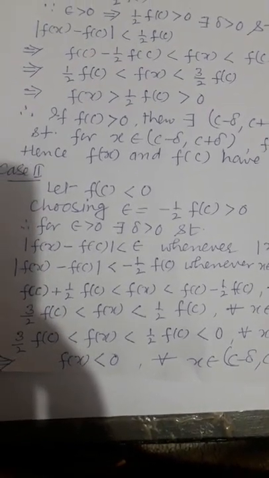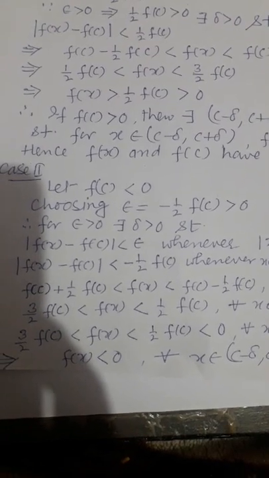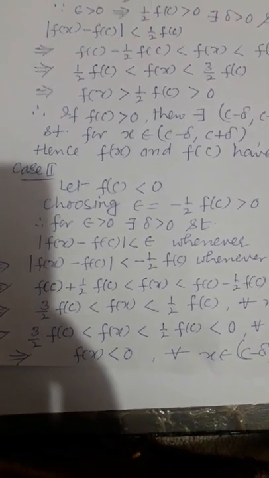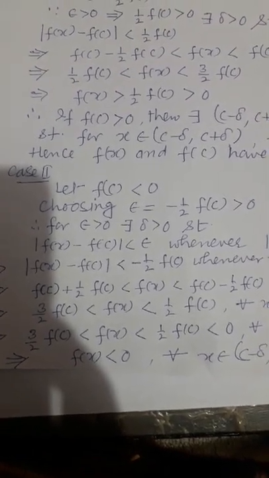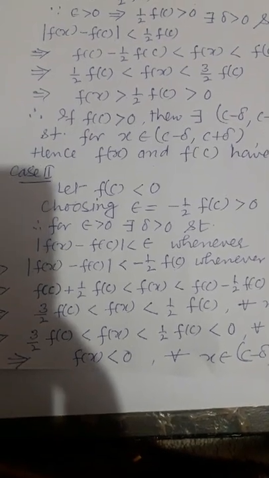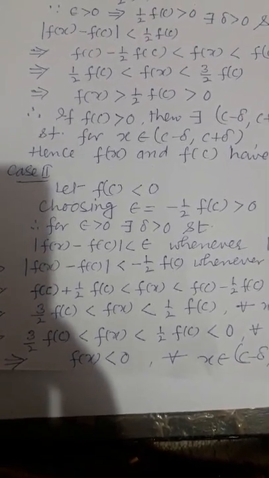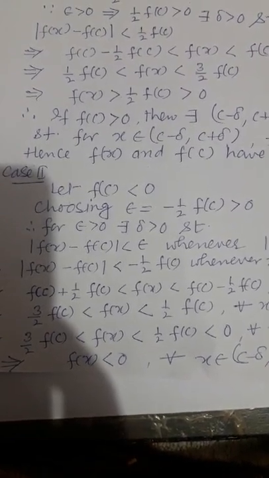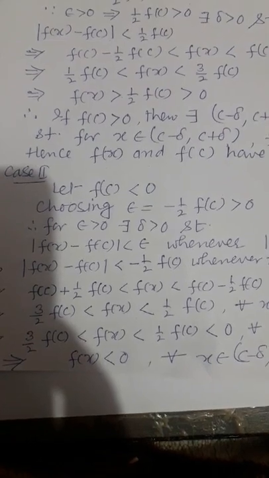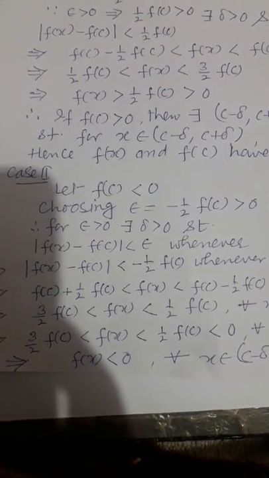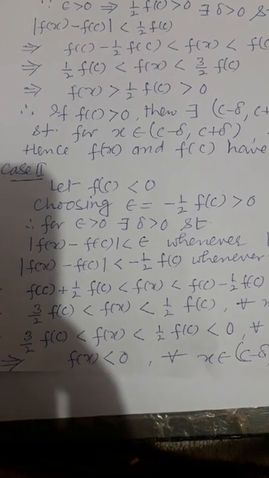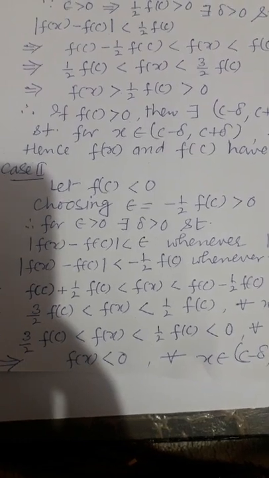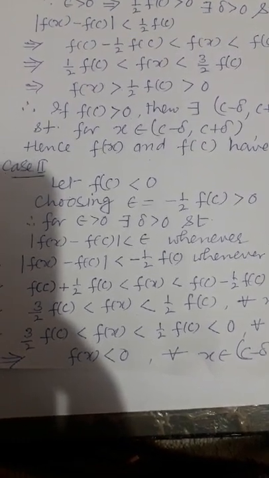Since epsilon is an arbitrary real number, it will depend on our choice. So, without loss of generality, epsilon will be taken as half of f(c). This epsilon should be positive, but f(c) is also positive, so no problem. Taking epsilon in this way, since epsilon is positive, half of f(c) is greater than 0.